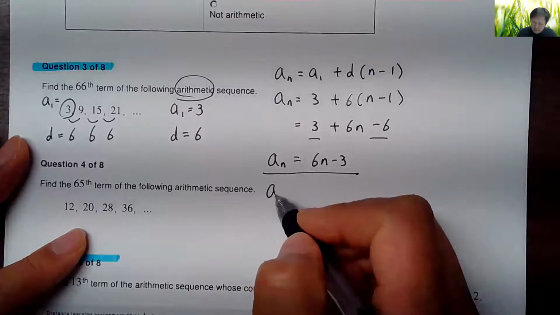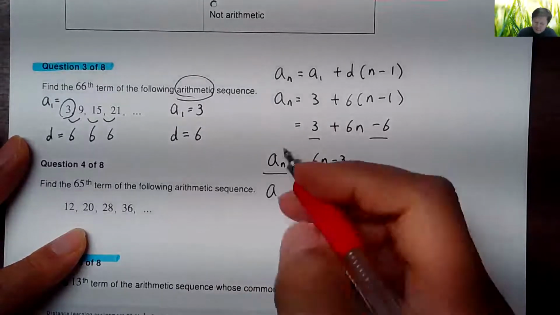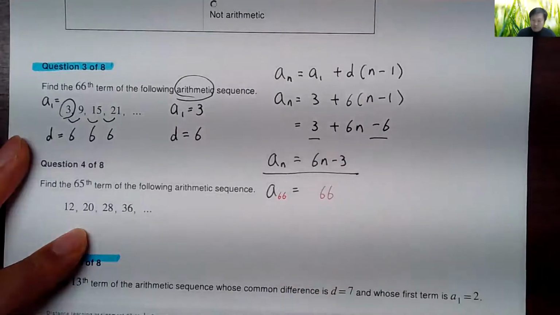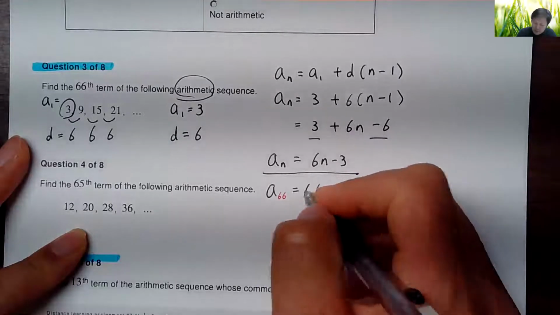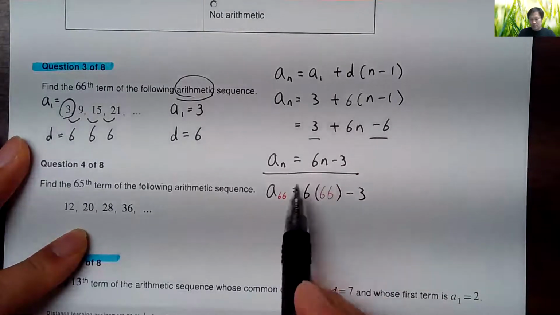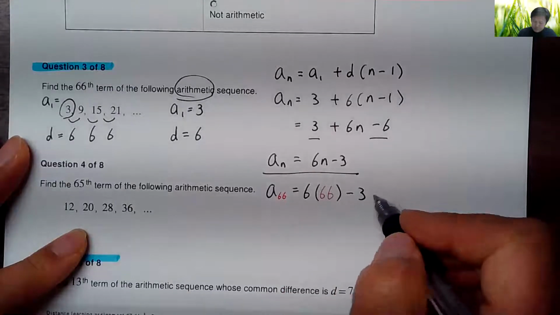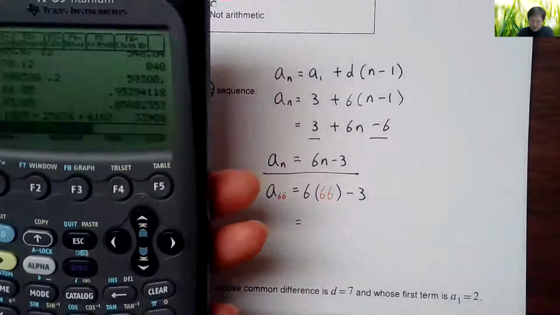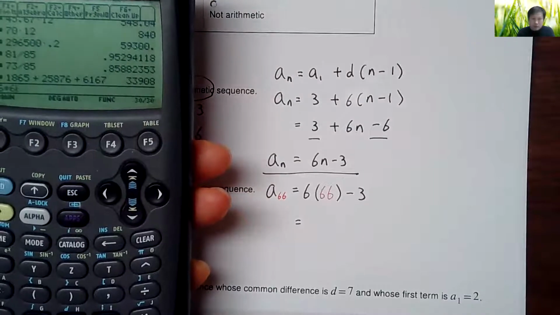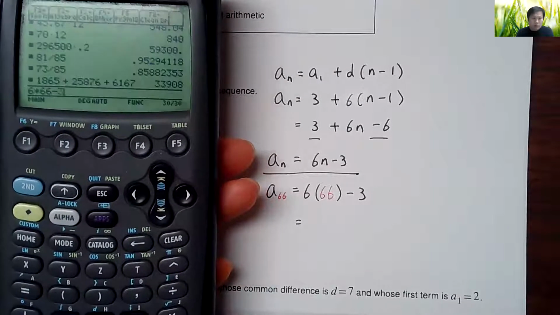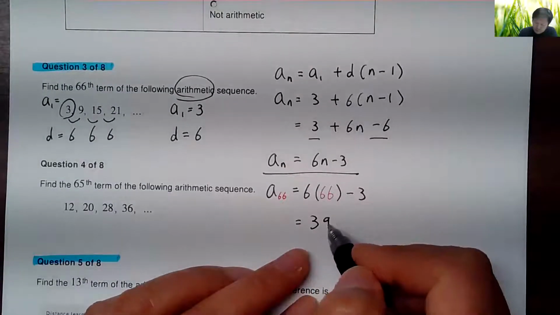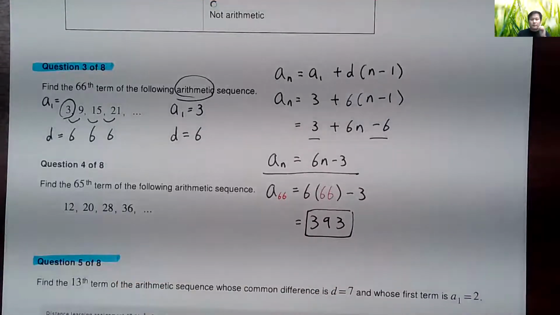All you have to do, you're finding a sub 66. The value of n becomes 66, meaning you will replace n with 66. Okay, this one I'm going to calculate. So 6 times 66 minus 3. I got 393. That's the final answer for number 3.